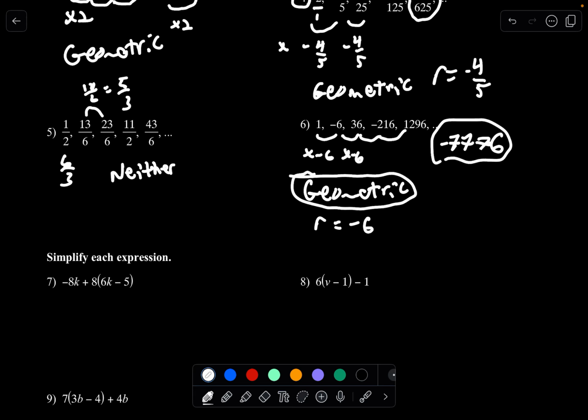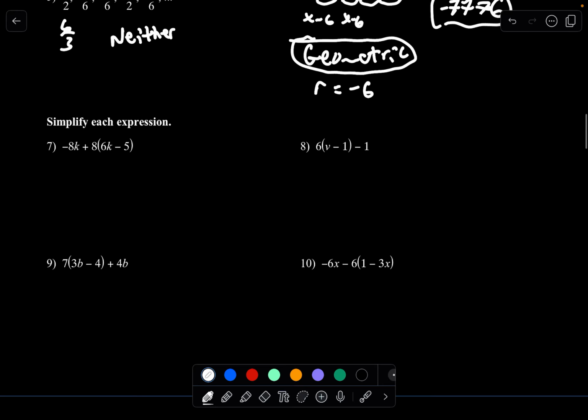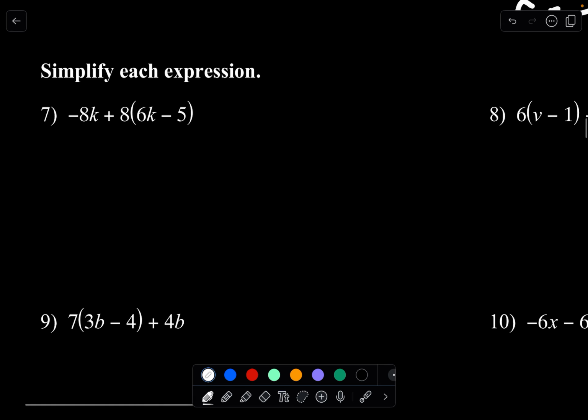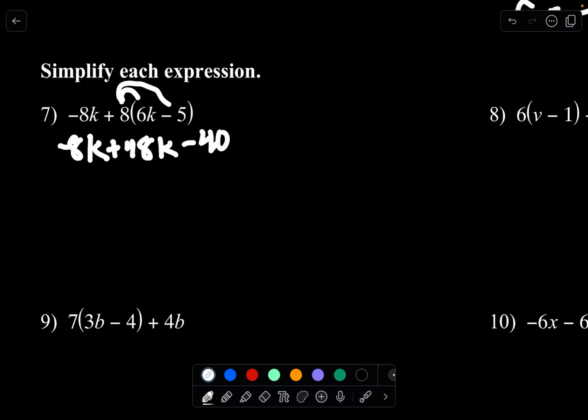All right. Now comes the more not rudimentary, but just things you should be more familiar with, simplifying. Notice we have parentheses and multiple variables. So we have to simplify, which means get rid of the parentheses. So we're going to do the D word, which is distribute. And you get negative 8k plus 8 times 6, I believe, is 48k minus 40, which is 8 times negative 5. Negative 8k plus 48k is 40k minus 40, and that would be the answer.